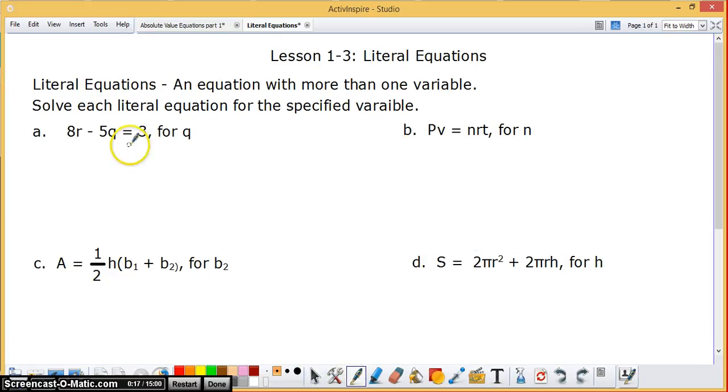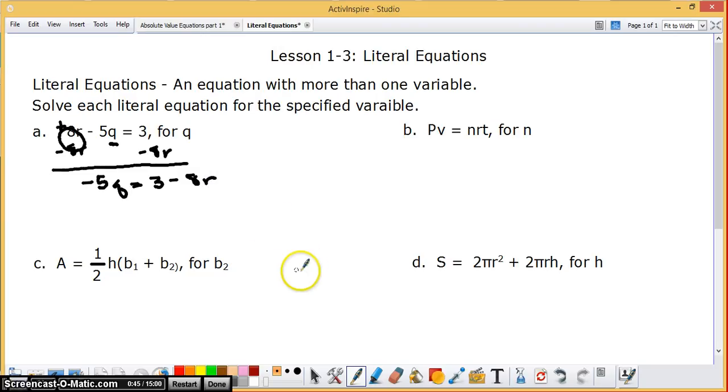for the specified variable. So in the first one we have 8r minus 5q equals 3. We want to solve that for q. So we want to solve for this one. So in the end we're going to have q equals. Since the 8r is positive, we're going to start by subtracting 8r from both sides. When we do that, that becomes 0. We get negative 5q equals 3 minus 8r.